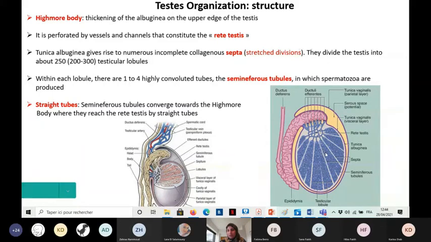We have the interstitial space between the tubes and containing the Leydig cells. Okay.